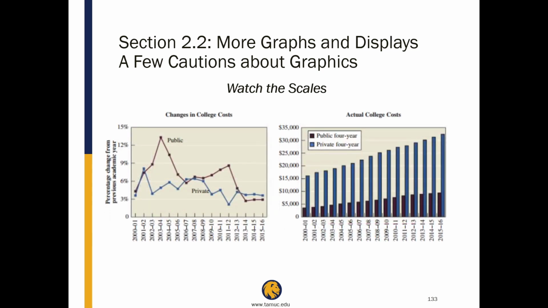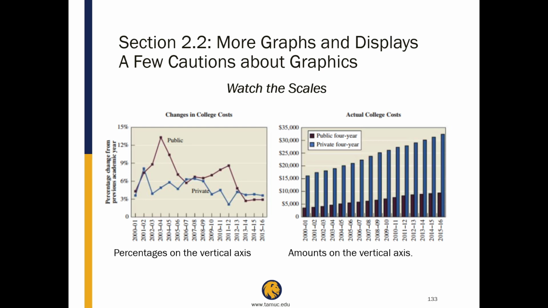Here's another one to look out for. This is a line graph and a bar graph put side by side. One says changes in college costs. The other one says actual college costs. The big difference here is the one on the left shows you percentages, while the one on the right shows the actual amounts along the vertical axis.